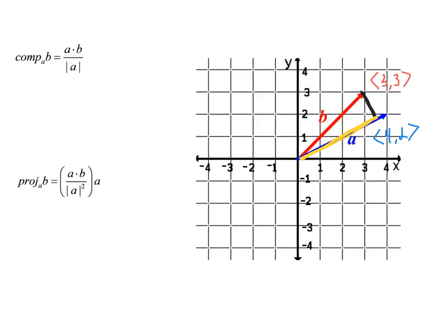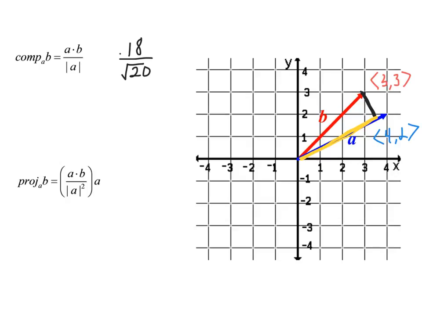I will do A dot B. 3 times 4 is 12, plus 6 times 2, which is 12, so 12 plus 12 is 24 over the magnitude of A. So 4 squared plus 2 squared, so 16 plus 4. It is the square root of 20. So this is the length, the magnitude of that vector, that length of that yellow thing I just drew.